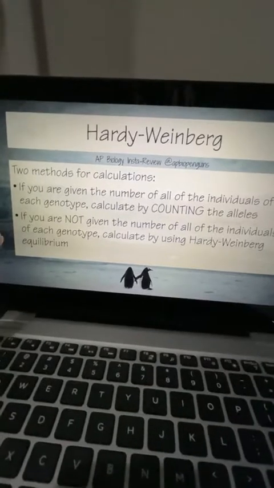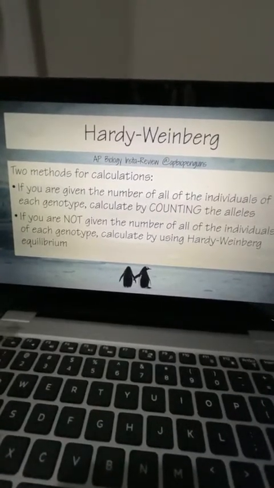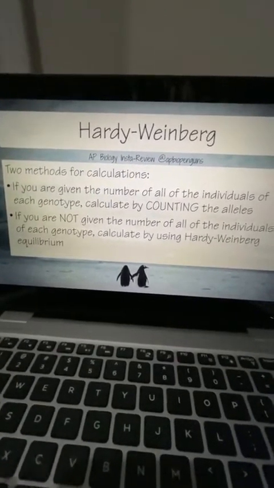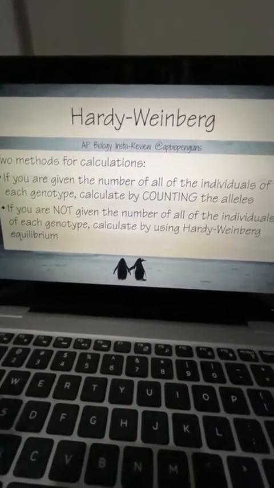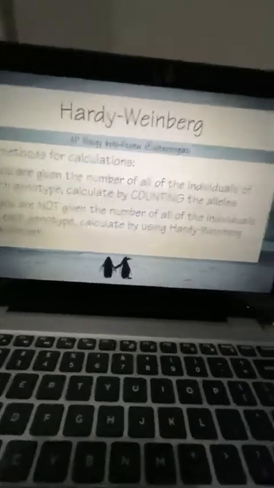If you're not given the number of individuals in each genotype, then you'll calculate using Hardy-Weinberg, and you'll start out using q squared. That really comes down to using that q squared. As I said, once you find q squared, you take the square root of that, which gives you q. If you have q, you then find p, and then you can do p squared, and then 2pq. Easy peasy.